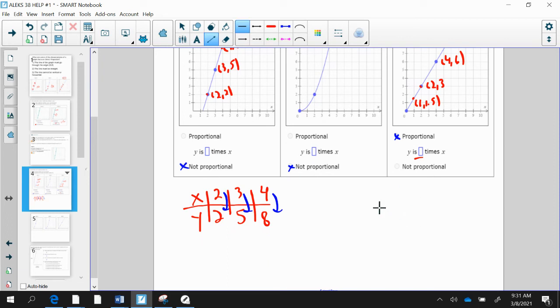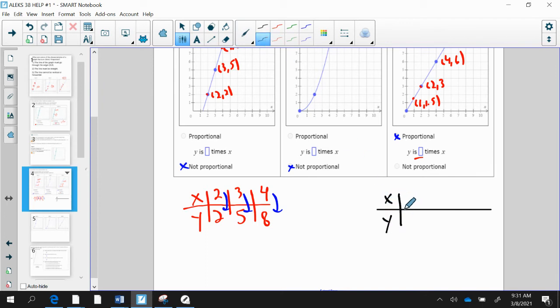How do I figure out how many times bigger y is? I like to make the table. When x is 1, y is 1.5. When x is 2, y is 3. And it doesn't have to go in order. I don't even have to go 1, 2, 3, because no matter what, the relationship will be the same between x and y.